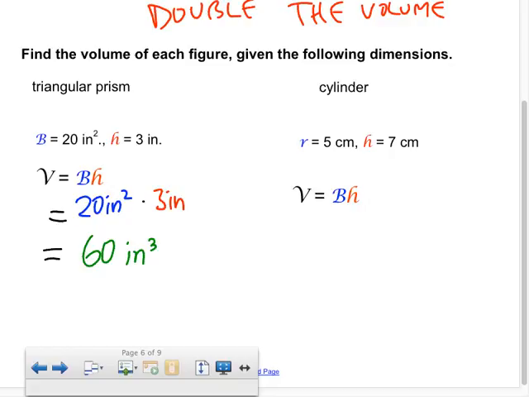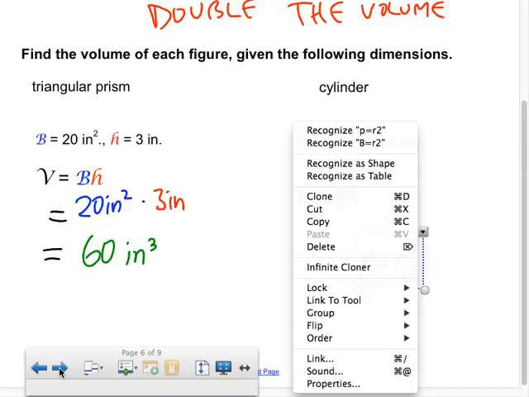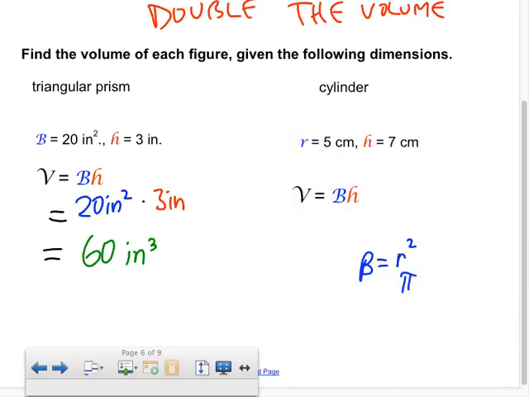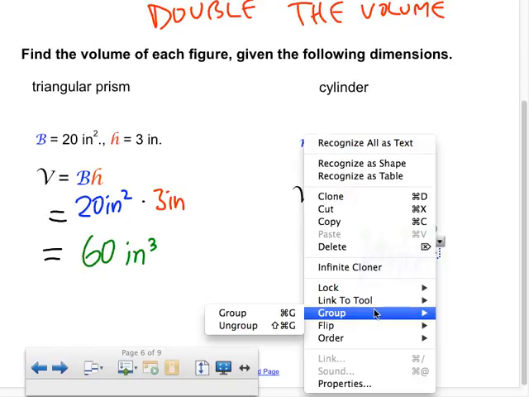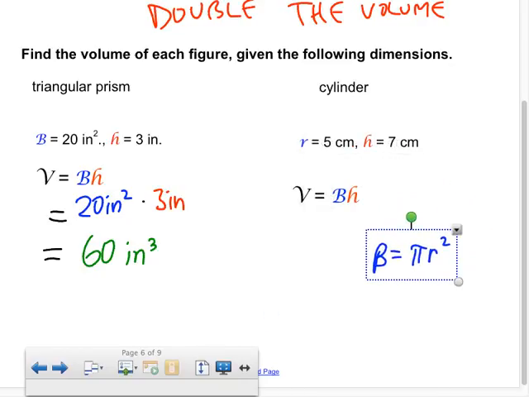How do we find the base area with only the radius? How do we find B? I have radius to the second power. Is that all? What else do I need? Pi. Times pi. So let's go ahead and calculate that. It's pi times radius squared. We need to know B before we can get to the volume.